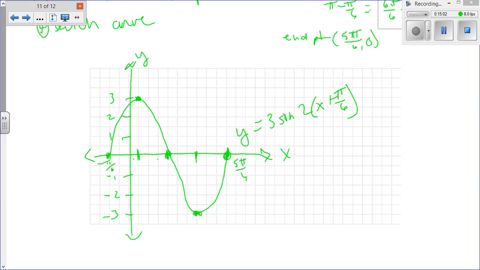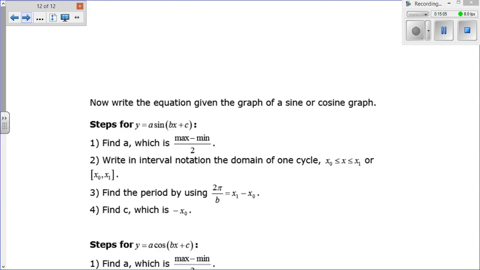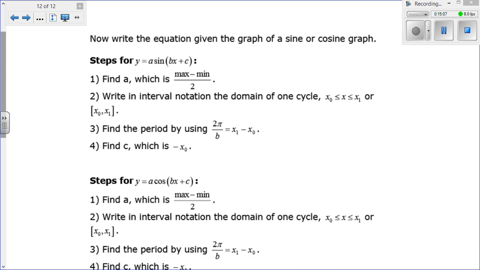Alright, next part. Now we're going to write the equation for a sine or cosine graph. Steps for y equals a sine bx plus c. Find the a value, which is the maximum minus the minimum divided by 2, or we can just look at the graph and look at the high point. Then, in interval notation, the domain of one cycle.